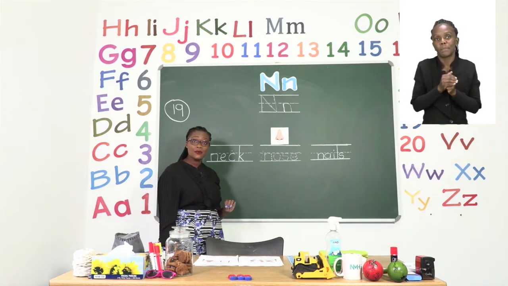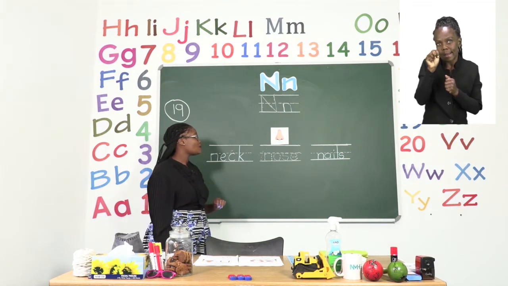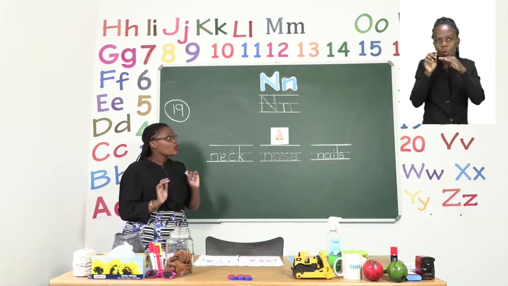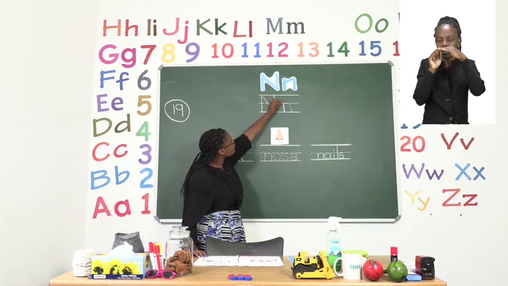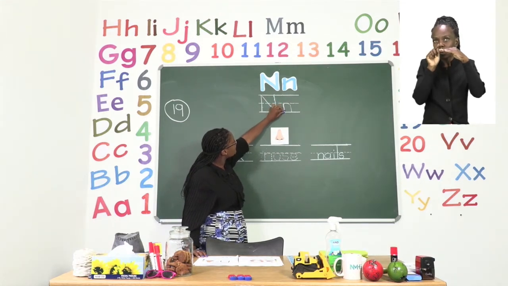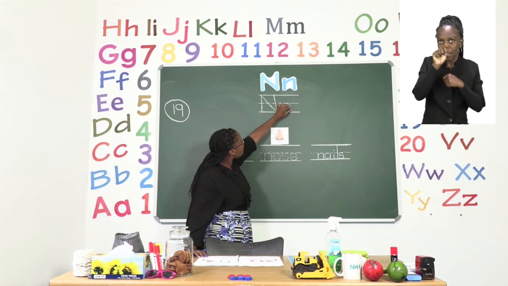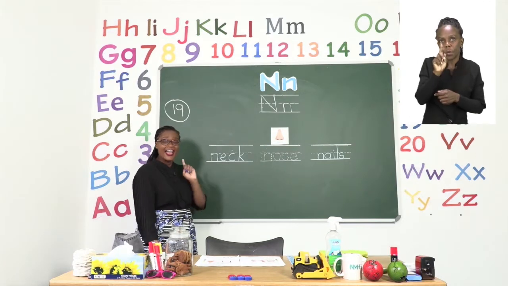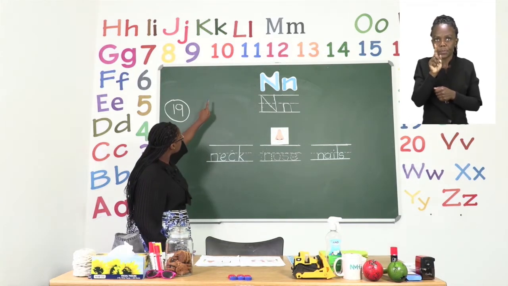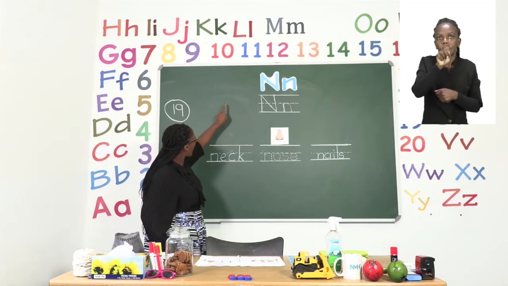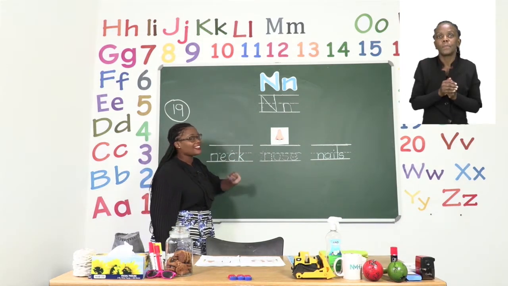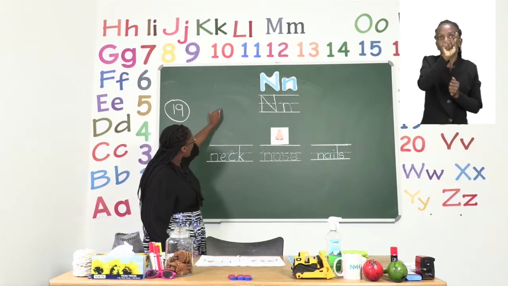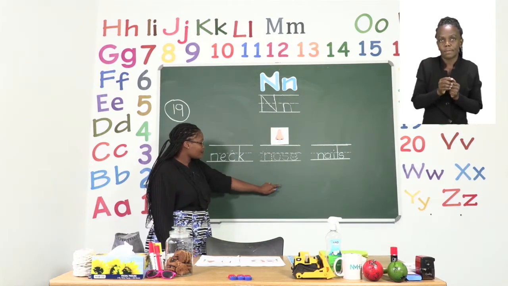Now let's talk about small letter N. Now small letter does not pass the dotted line. It is small. So it starts at the dotted line and it goes down to the bottom line and up and round. We are going to try it with our finger. So I want you to take your finger and in the air, you're going to go down, up, and round. Let's try again. Down, up, and round. Very good.